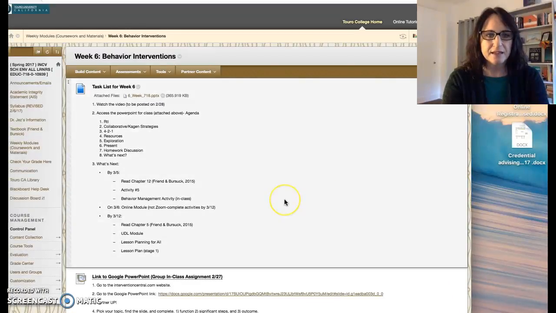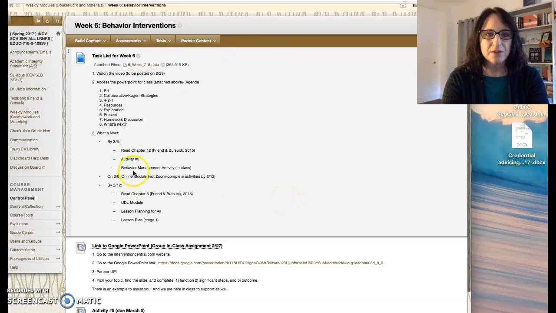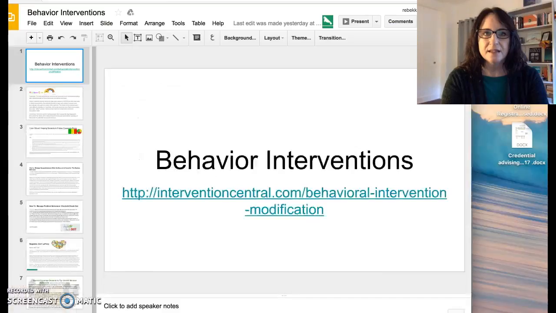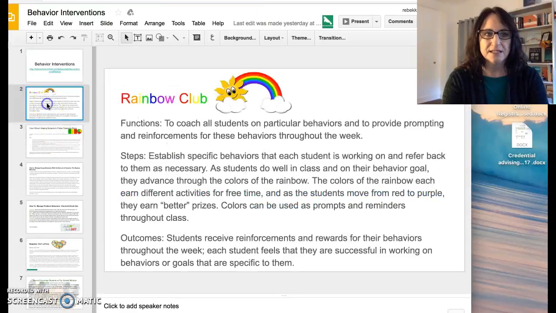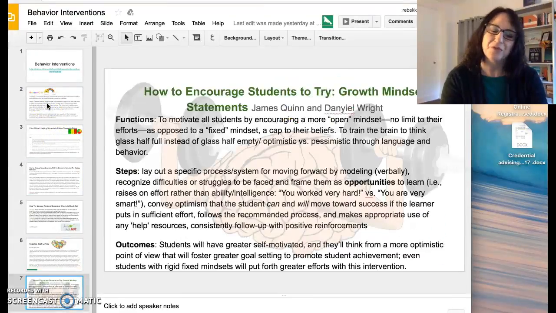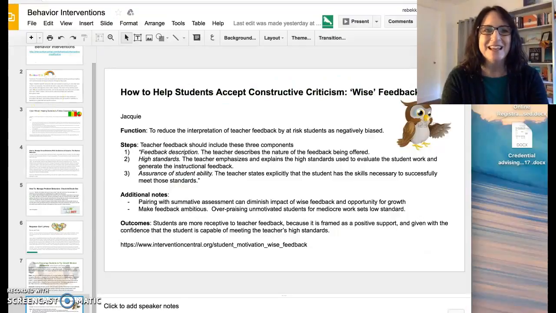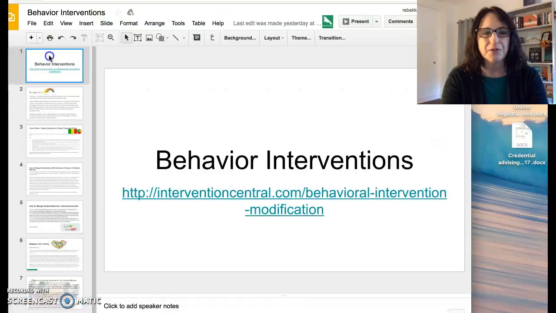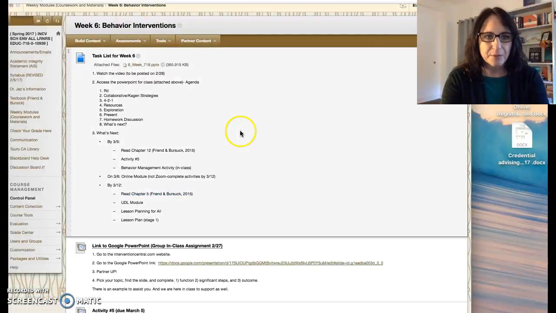And then, the behavior management activity was the activity that we did in class, and I've given you all your grade, so you got full credit for participating. And remember that this resource continues to be there for you if you want to check it out or try something this week. Let's keep going through.